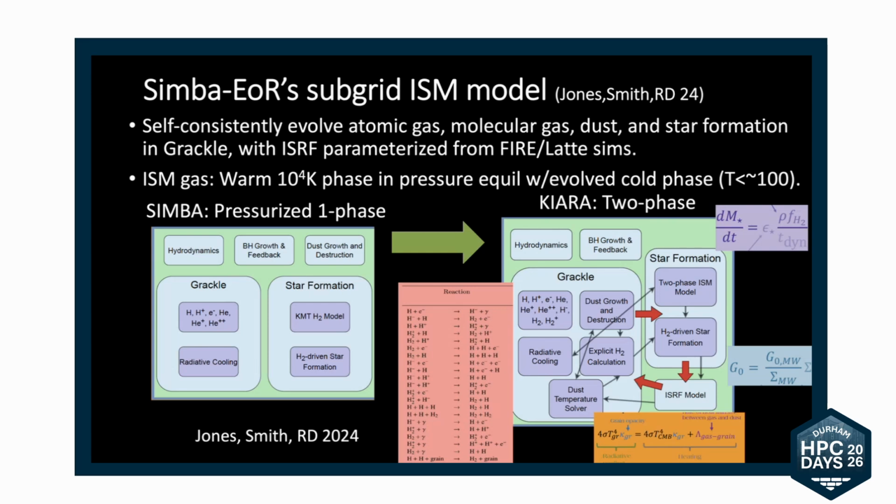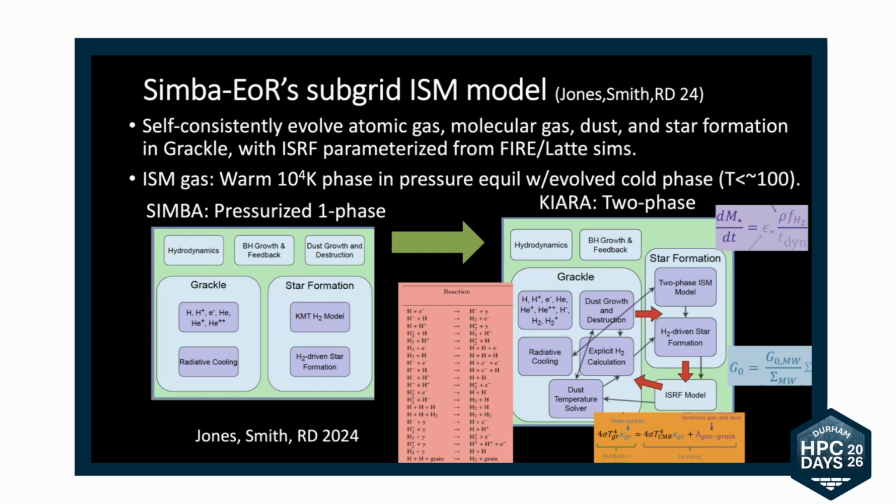Now, in the new code, which is basically based on Simba EOR, something that Britton's student Ewan Jones and we developed, everything is done much more self-consistently. We know that dust catalyzes on H2, right? So we have hydrogen, and we can track the reaction rates that turn it into H2 directly. We can do all this because we have a subgrid cold phase within the particle, in some pressure equilibrium with a warm phase. That cold phase can then form H2. That H2 then catalyzes dust.